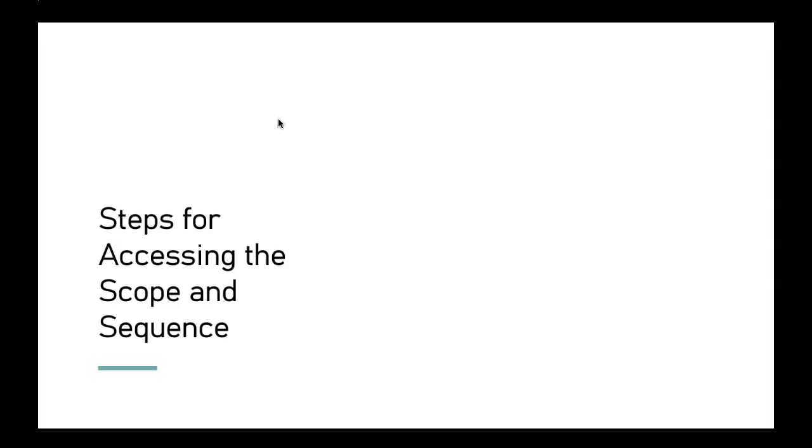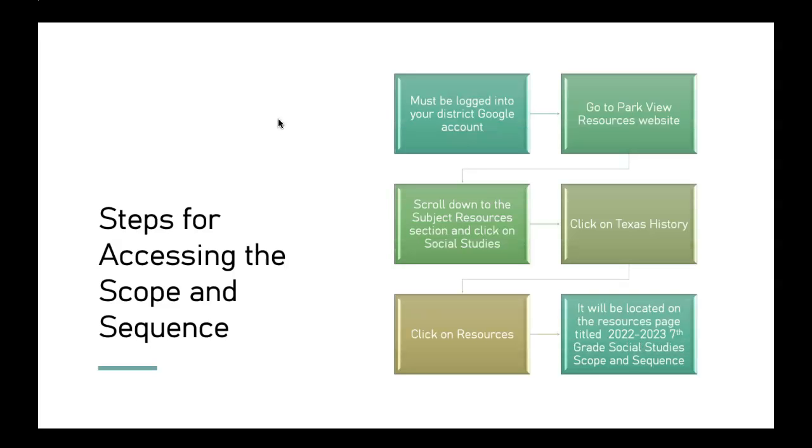So this slide is going to outline the steps that you must take to access the scope and sequence guide. It will be housed in our social studies resources. The file will be view only for all teachers. The only people with editing rights are the social studies administrator, the social studies department chair, and the instructional designer.